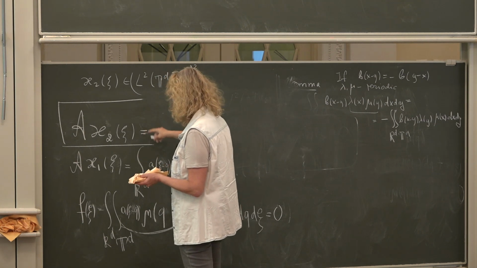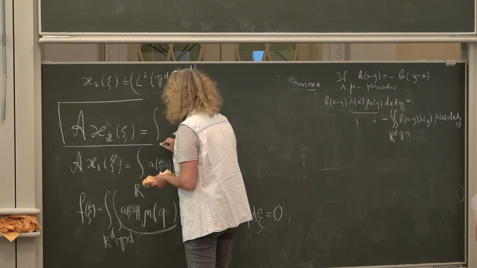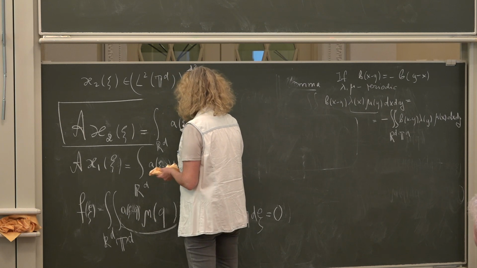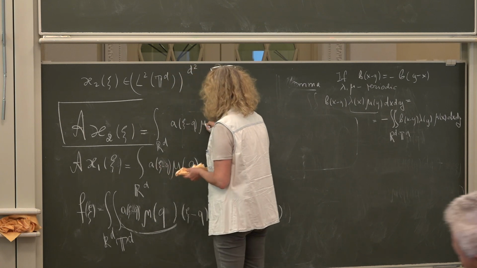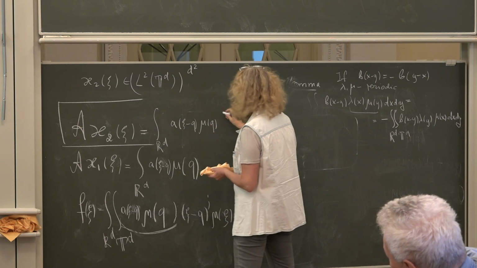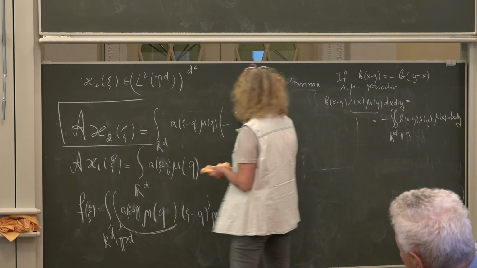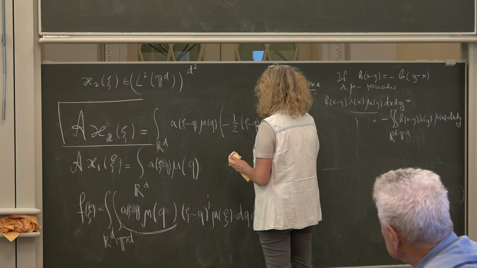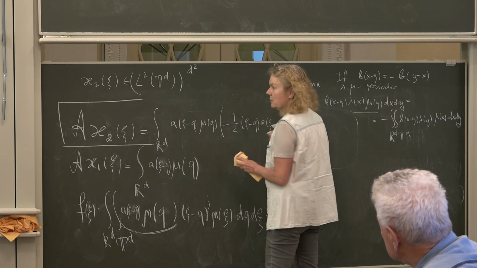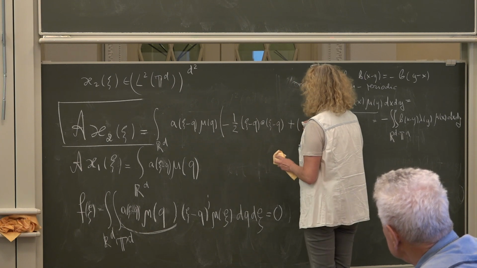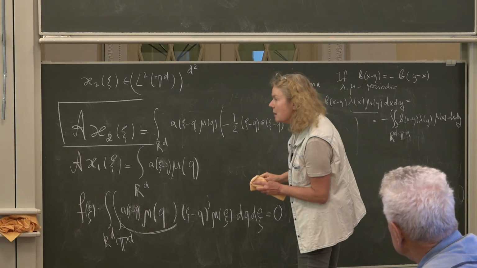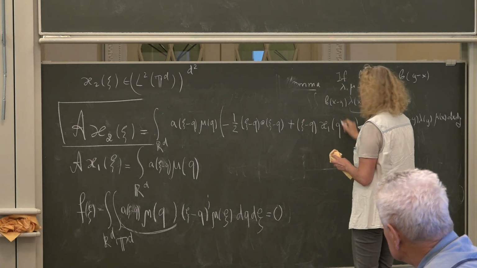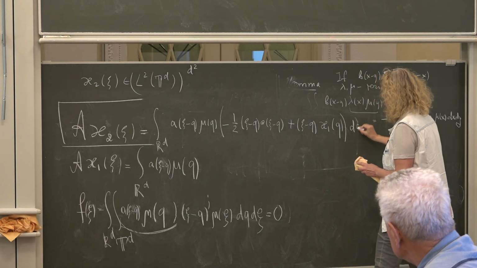Okay, so what do we have here? We have an integral in R^d, with the terms xi minus q, minus 1/2, xi minus q, plus xi minus q kappa 1 q.